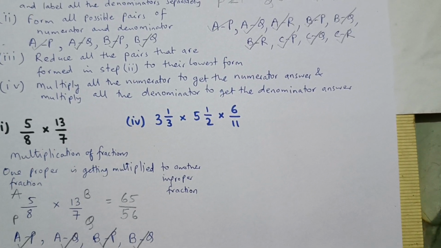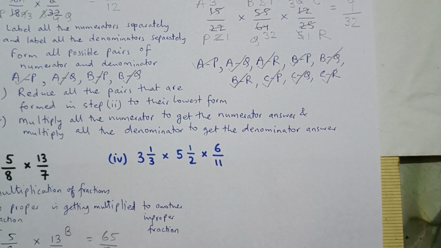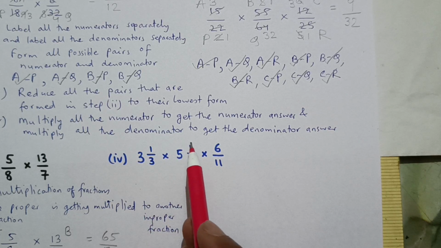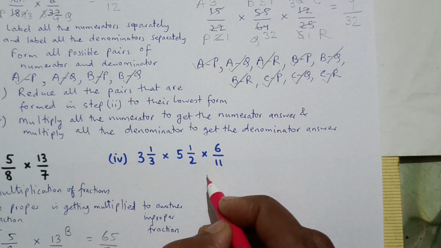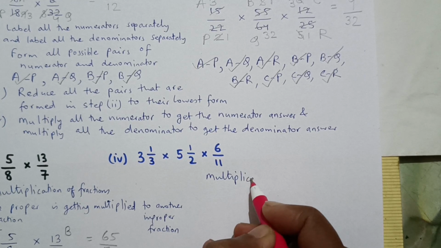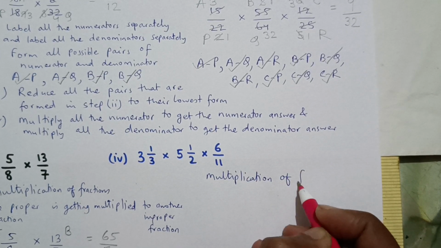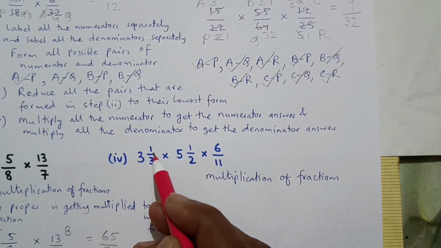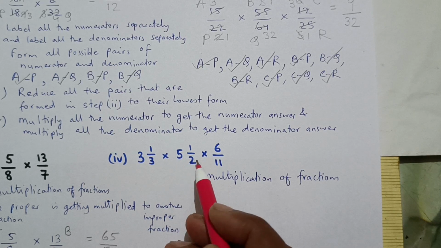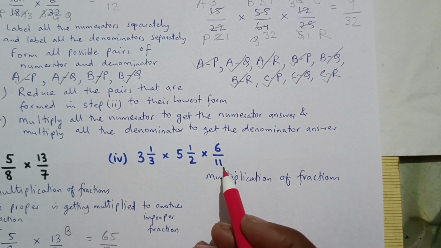Now let us go to question number 4. 3 1 by 3 multiplied to 5 1 by 2 multiplied to 6 by 11. So here the fraction 3 1 by 3 is getting multiplied to the fraction 5 1 by 2, which is getting multiplied to the fraction 6 by 11. So this is a question of multiplication of fractions. Now here the fraction 3 1 by 3 is a mixed fraction, the fraction 5 1 by 2 is also a mixed fraction, and the fraction 6 by 11 is a proper fraction.